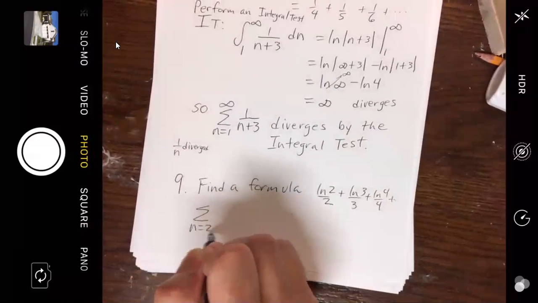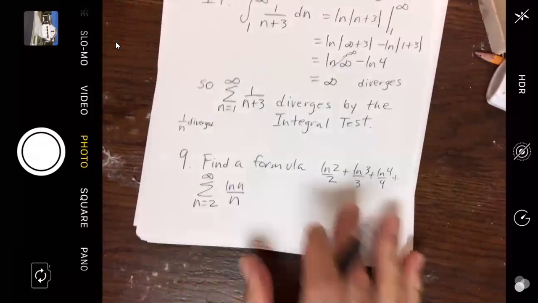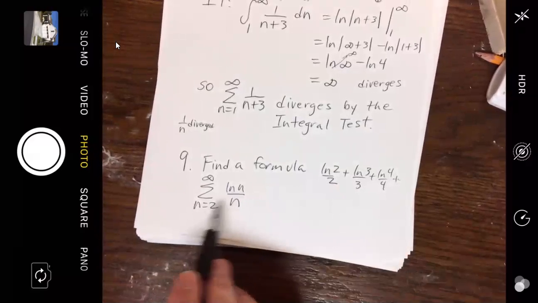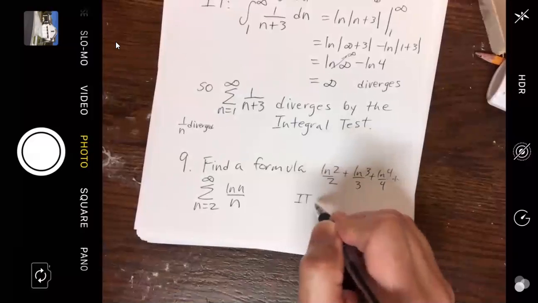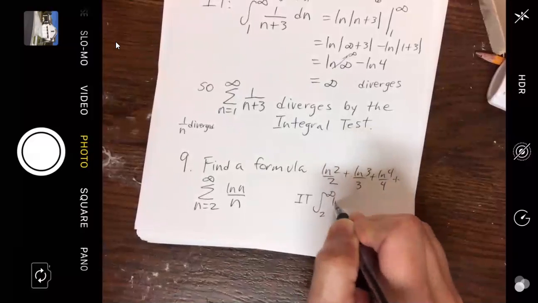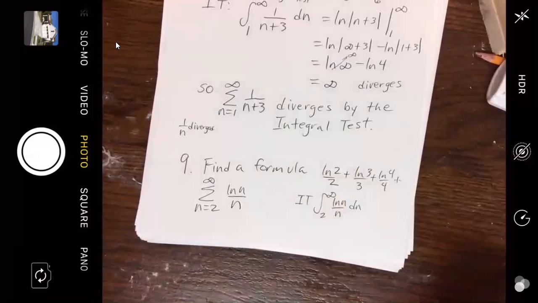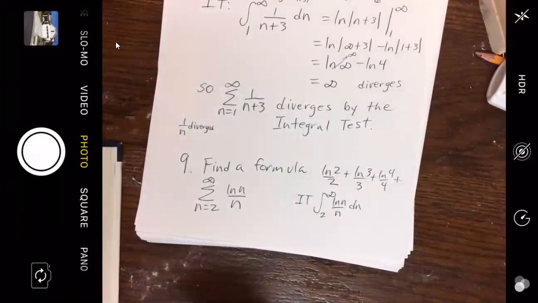I guess I'd start at 2, infinity of log n over n. So there's your log 2 over 2, log 3 over 3, log 4 over 4. You do your integral test, you would take an integral from 2 to infinity of log n over n dn. If you want to see that one finished, or 11, you'll have to find a formula for as well. Anybody want to see more examples of that?